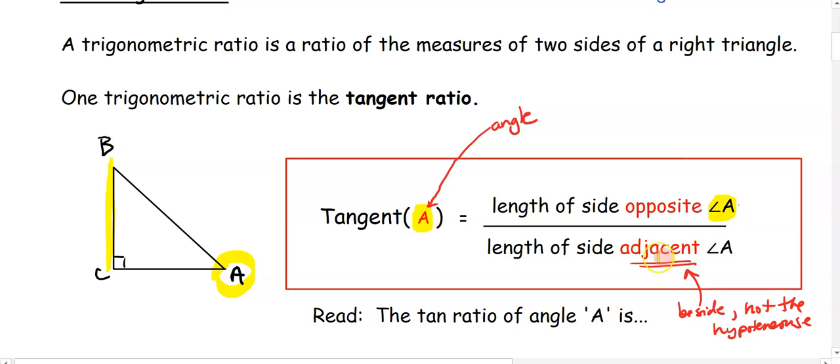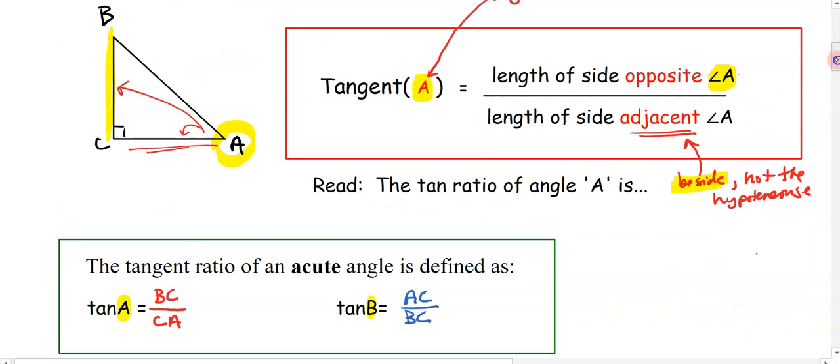The side adjacent means next to or beside it, but it's not the hypotenuse, it's the other leg, okay? So if this is the opposite to A, then adjacent would be here, which is next to, but not the hypotenuse, right? It's the other leg that makes up the 90-degree angle, which is adjacent. So if I asked for the tangent of A, meaning the tan ratio of angle A, it is equal to BC, opposite, divided by CA, adjacent.